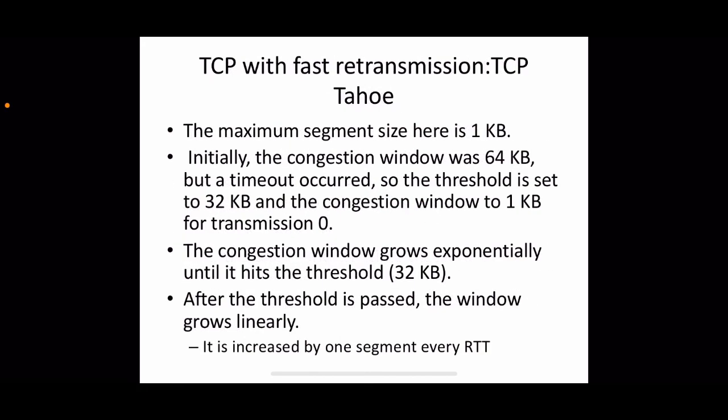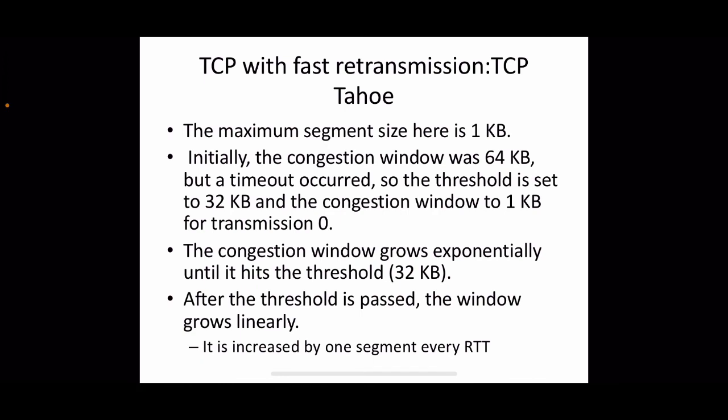And the version of TCP with this fast retransmission is actually called Tahoe. The maximum segment size in Tahoe was 1 KB, and initially the congestion window was 64 KB, that is, 64 different segments can be sent into the network. But after that, due to some timeout, the threshold was set to 32 KB. And from there, the first transmission, segment 0, was transmitted.